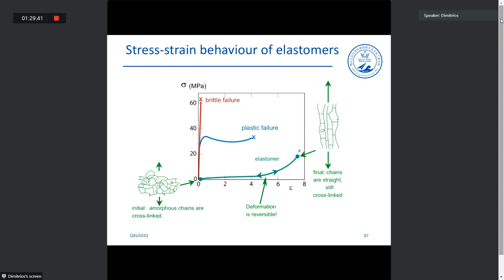Now, for elastomers, we already talked about their behavior in the initial state of the stress strain curve. The chains are lightly cross-linked, and they're able to elongate a lot, but the slope of the stress strain curve is very low because they have enhanced softness.